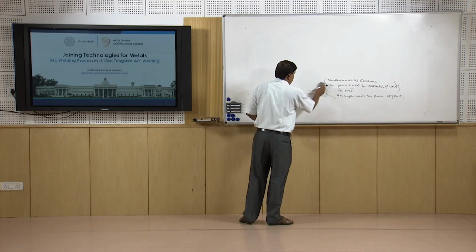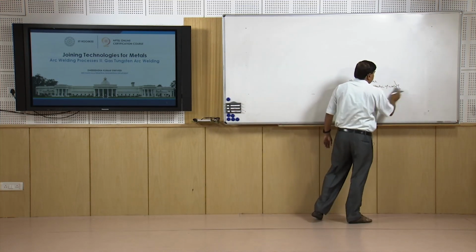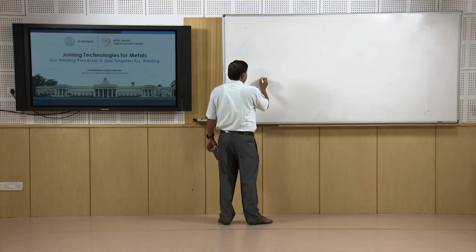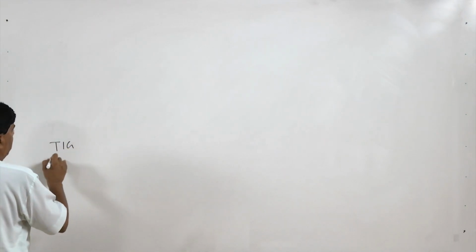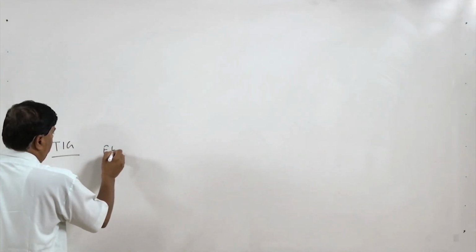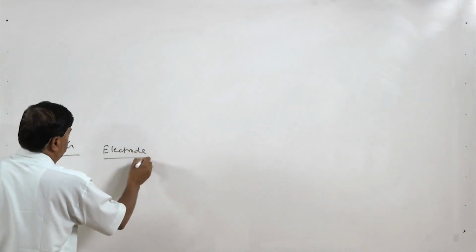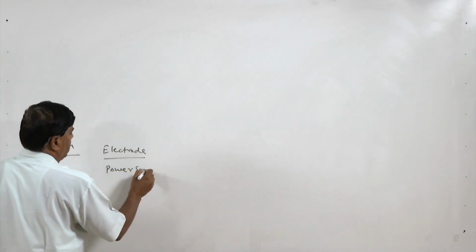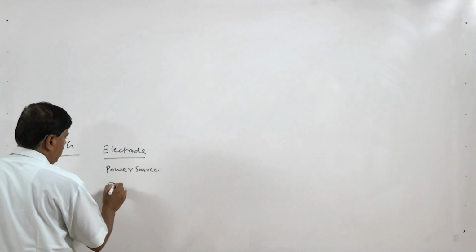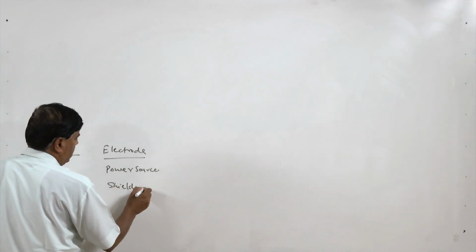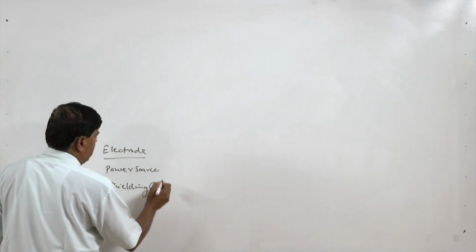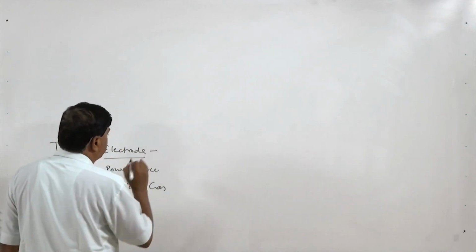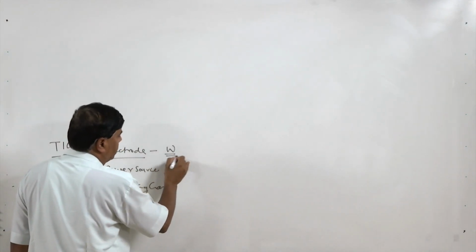Process wise, there are a few important components in the TIG process: the electrode, the power source, and the shielding gas. As far as the electrode is concerned, normally a tungsten electrode is used.